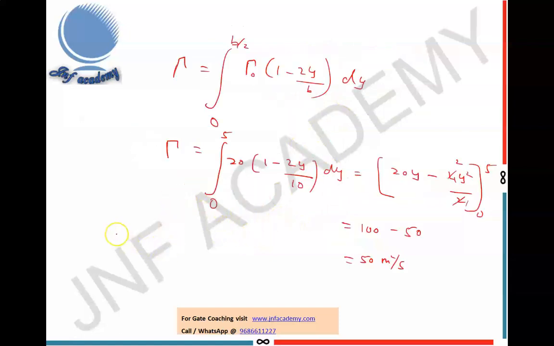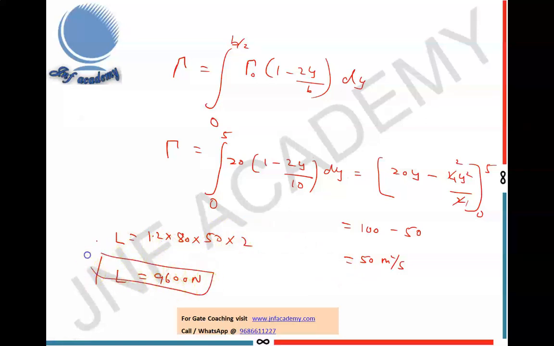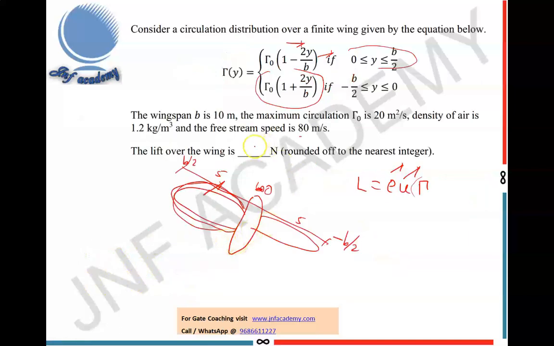So let's calculate the lift for that now. L is equal to, rho is given to be 1.2 into u is 80 into gamma 50. This will give you the lift over one side of the wing. If I want the next side also, I'm just going to multiply by 2. So if I do that, I'll get 9600 Newton. That will be my net lift for this entire wing.